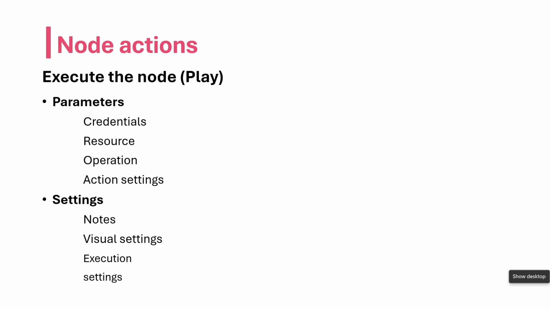Now there are certain parameters where you define what the node should do. For example, resource, the app or service like Gmail, Slack, or Google Sheets. Then there is operation, the specific task they perform, like sending a message, creating a row, or how to get or fetch the email. Then there are credentials, like an API key. So it's just like an ID and password.